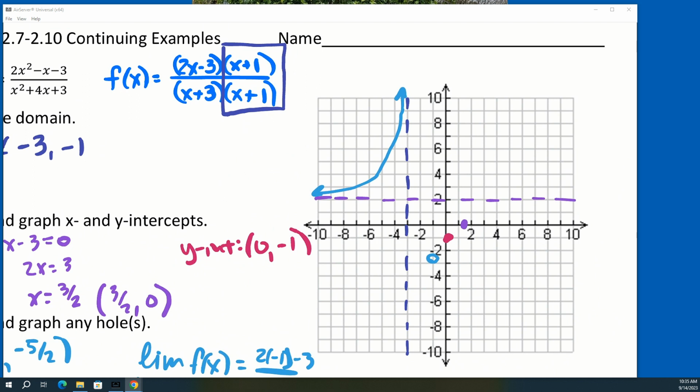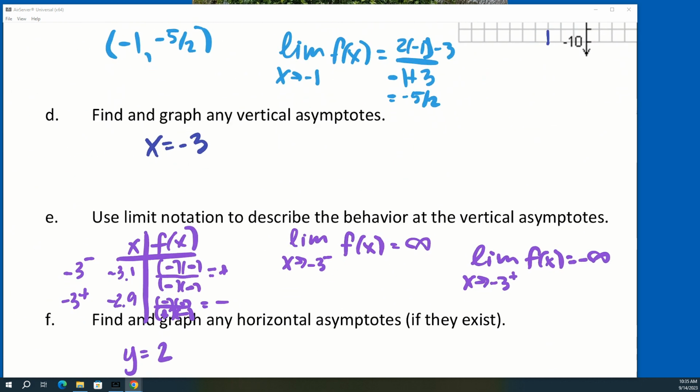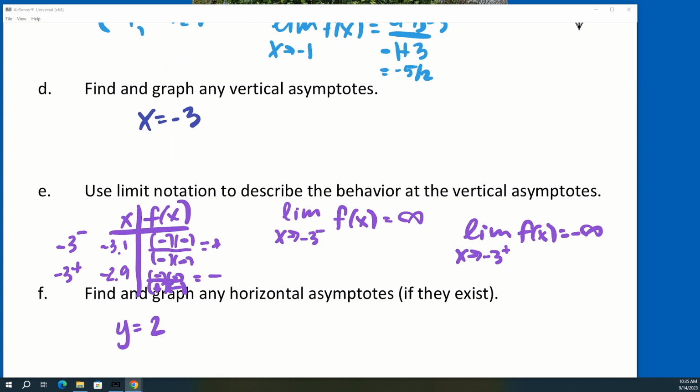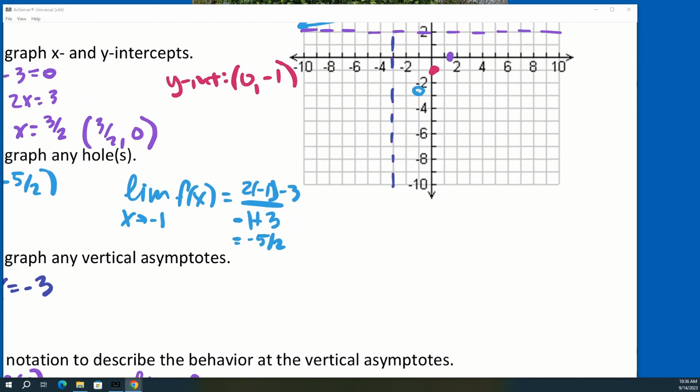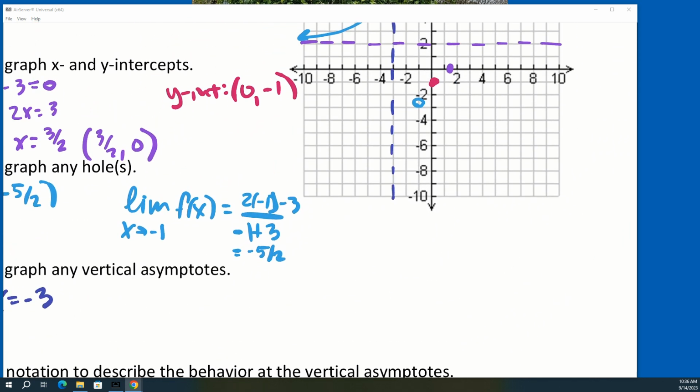Now the other side is really nice because I already have 2 points and a hole that I know my branch is going to go towards. But I also wrote on E that on the right side of the negative 3, it's going towards negative infinity. So I'm going to start at the bottom on the right side. I'm going to go to my hole. I'm not going to go through it. I'm just going to stop and then pick back up on the other side of the hole, go through the points, and then approach the horizontal asymptote.